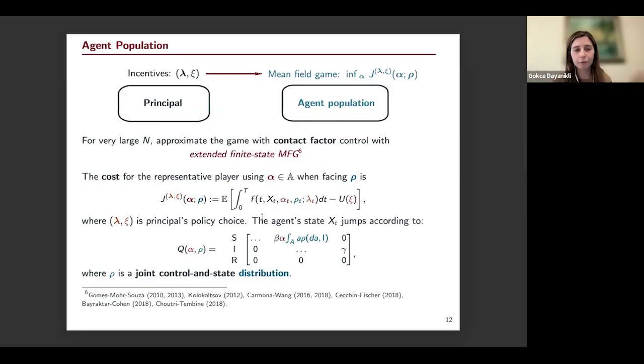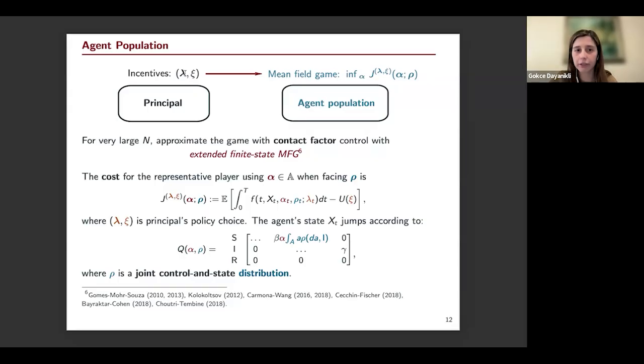For now, let's assume that the principal is setting some incentives, and for now, they are exogenous. Later on, we are going to discuss how to find them in the talk. So let's say that the principal is setting incentives lambda, which is going to be time dependent, and psi, which is going to be F_T adapted. So it is going to depend on the full state process of the individuals in the agent population.